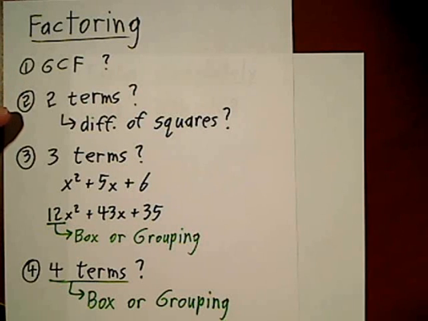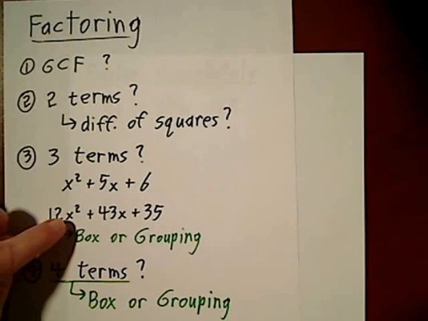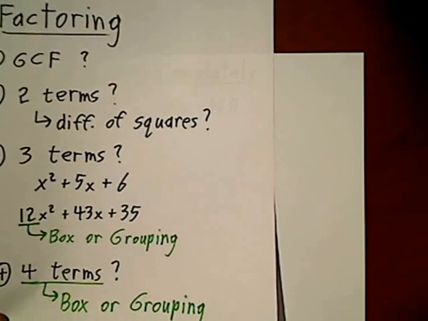Then you have to pay attention to how many terms. Do you have 2 terms? Do you have 3 terms? Or 4 terms? In this case we have 3 terms with something in front of the x squared, so we're going to use the box or the grouping method. Okay?